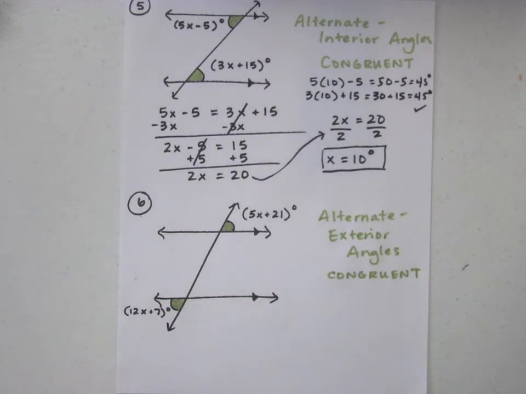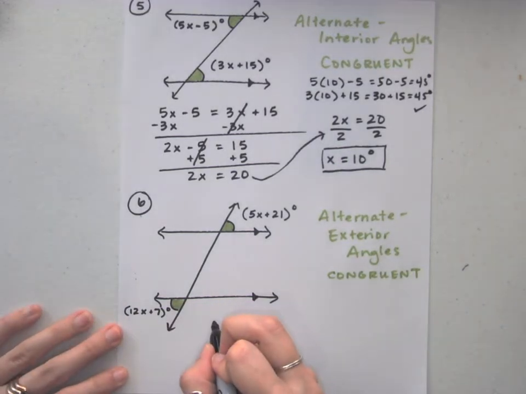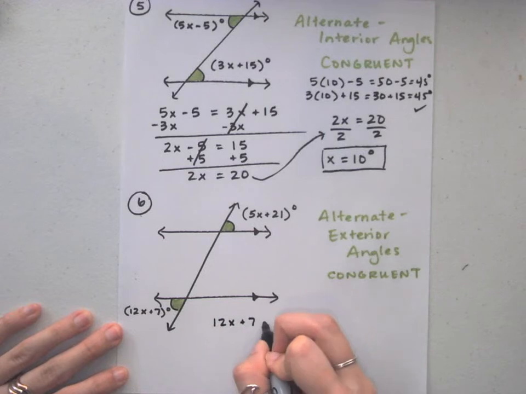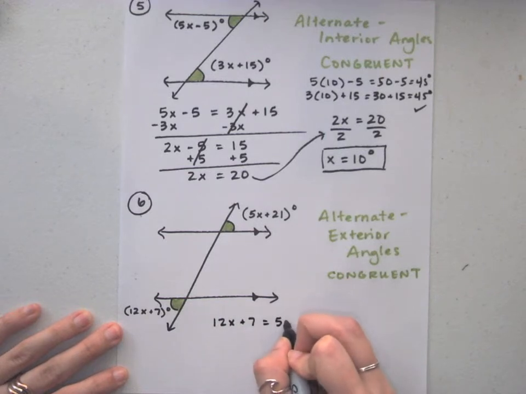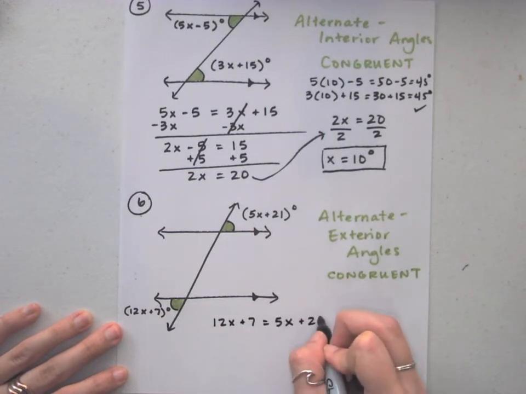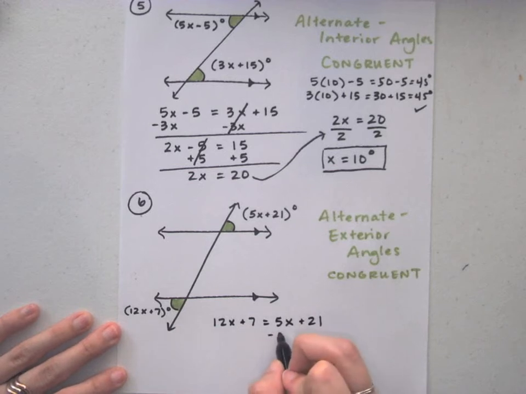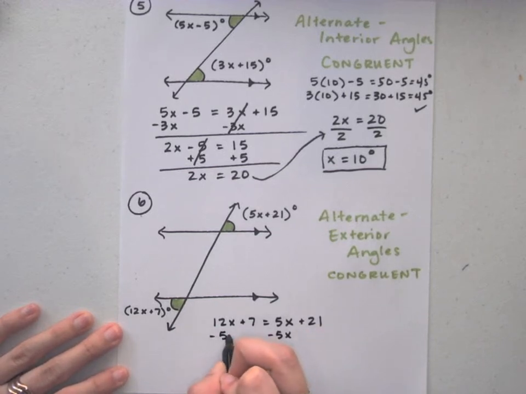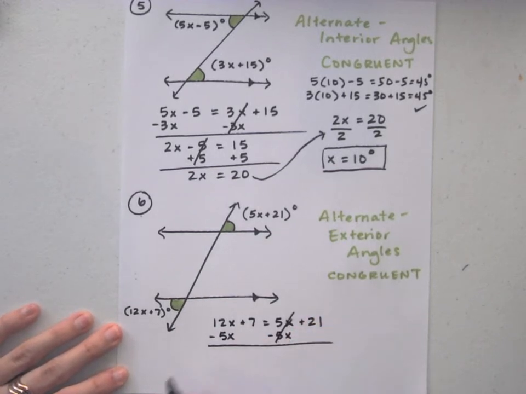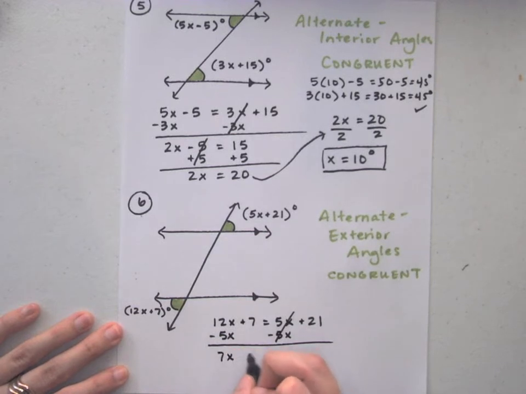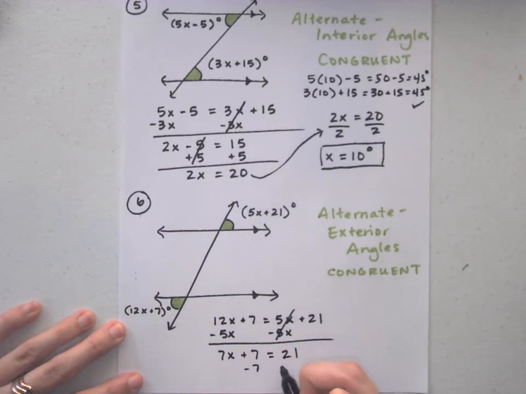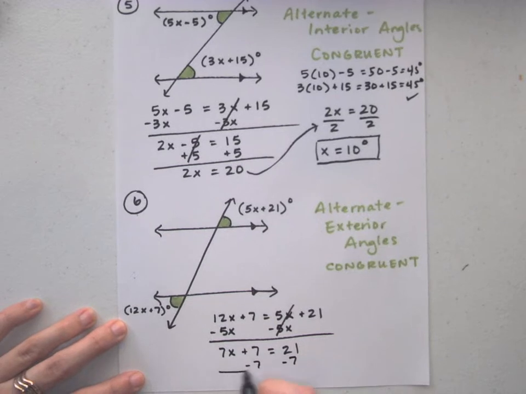So we can set them equal to each other. 12x plus 7 is going to be the same measure as 5x plus 21. I'm going to subtract 5x from both sides. 12x minus 5x is 7x. Bring down my constant. All right, now I want to isolate my variable term, isolate the 7x, so I'm going to subtract 7 from both sides. 7x equals 14.